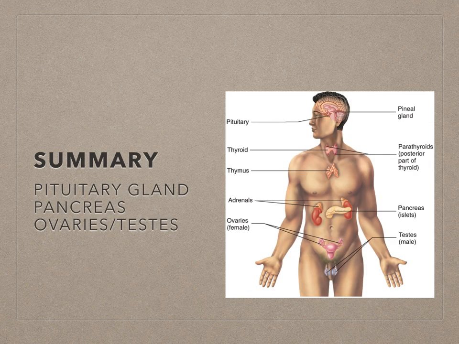Okay, so to summarize, we've talked about three glands: the pituitary, the pancreas, the ovaries, and the testes. We kind of described the gland, how it's controlled, what hormones it's producing, and how the hormones are affecting the body. Okay, we'll stop there, and then we'll have one more little program about diabetes and endocrine disruptors.